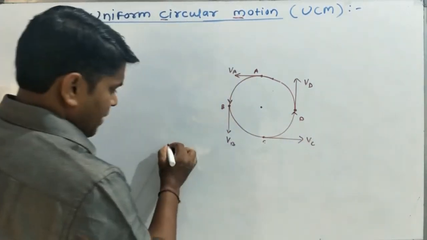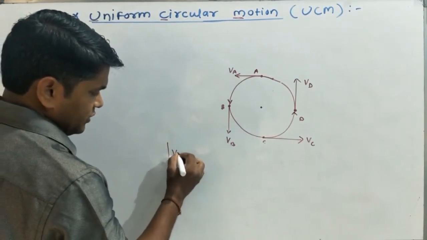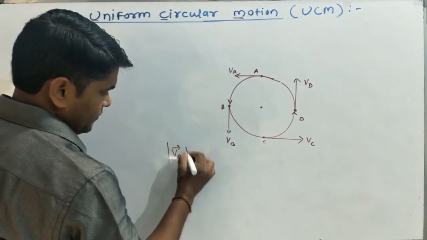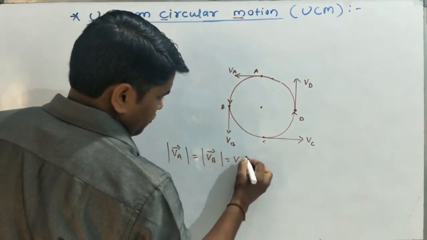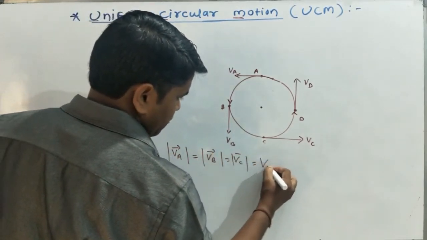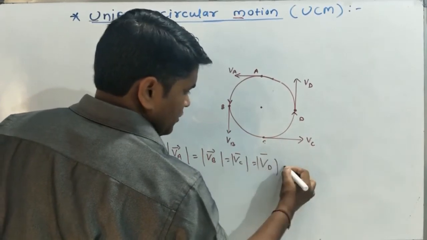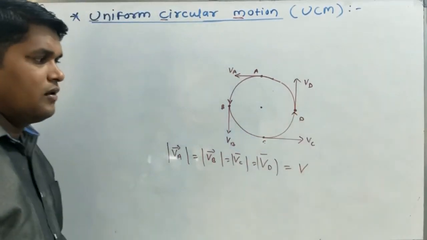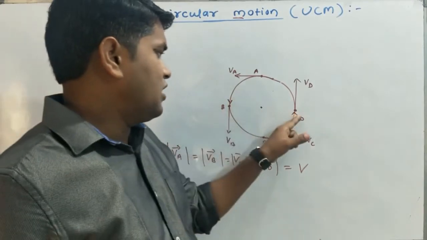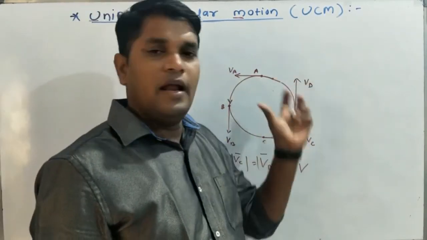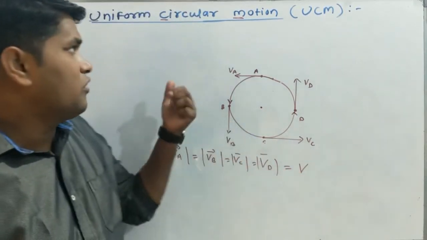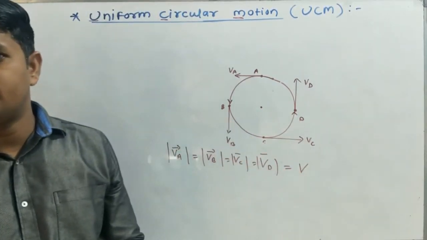But here the magnitude of velocity, that is Va bar, is equal to Vb bar, which is equal to Vc bar, which is equal to Vd bar. The magnitude is the same, but the direction of that linear velocity is different at different points, and the direction is obtained by drawing a tangent at that point. Understood? This is your uniform circular motion.